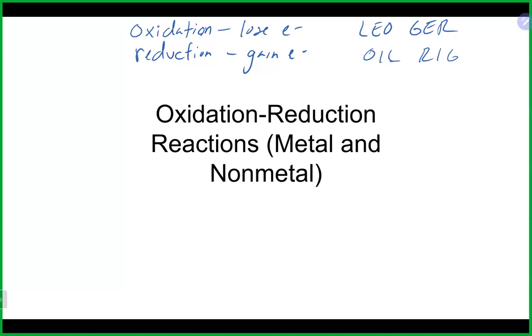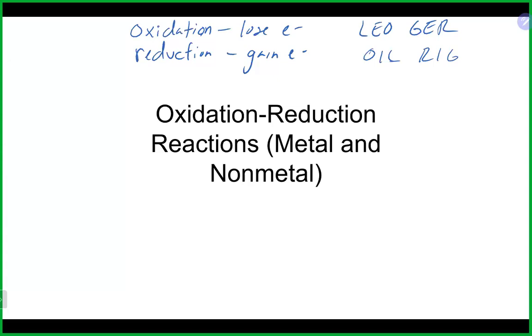So what happens in a redox reaction is something gets oxidized, something gets reduced. When somebody gets oxidized and you lose electrons, you typically become more positive, right? Because you've lost electrons and you now have more protons, which are positive, than electrons. When somebody gains electrons, you become more negative.